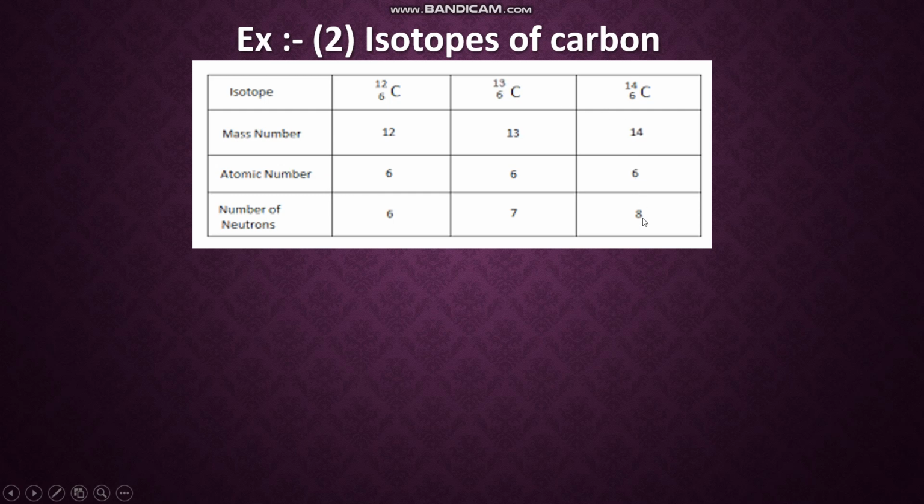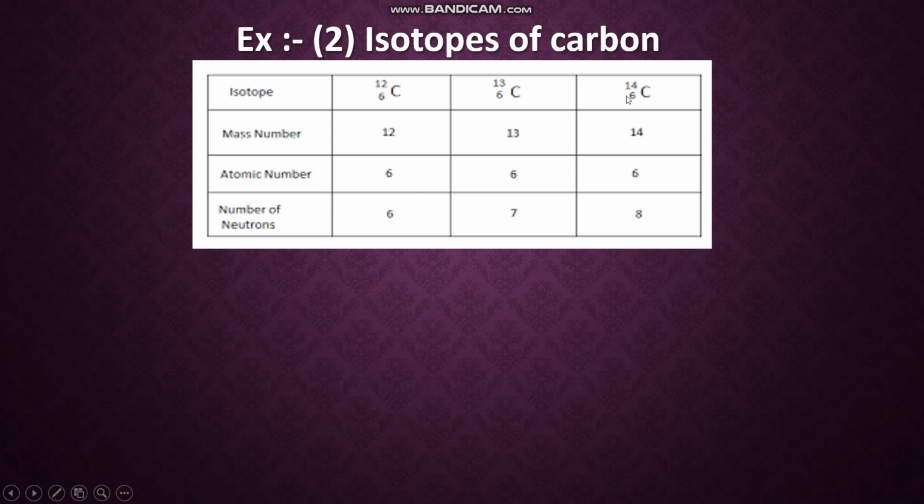Another one has 8 neutrons in the nucleus, so the mass number is 14. C6, 12, C6, 13 and C6, 14. These are the three isotopes of carbon. So you can see here the atomic numbers are the same but the mass numbers are different.